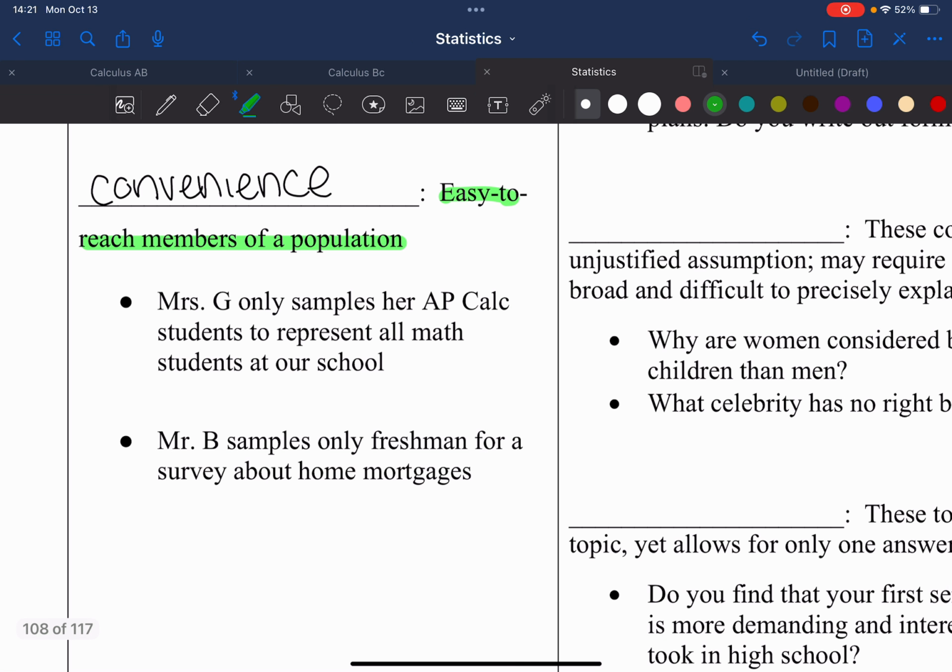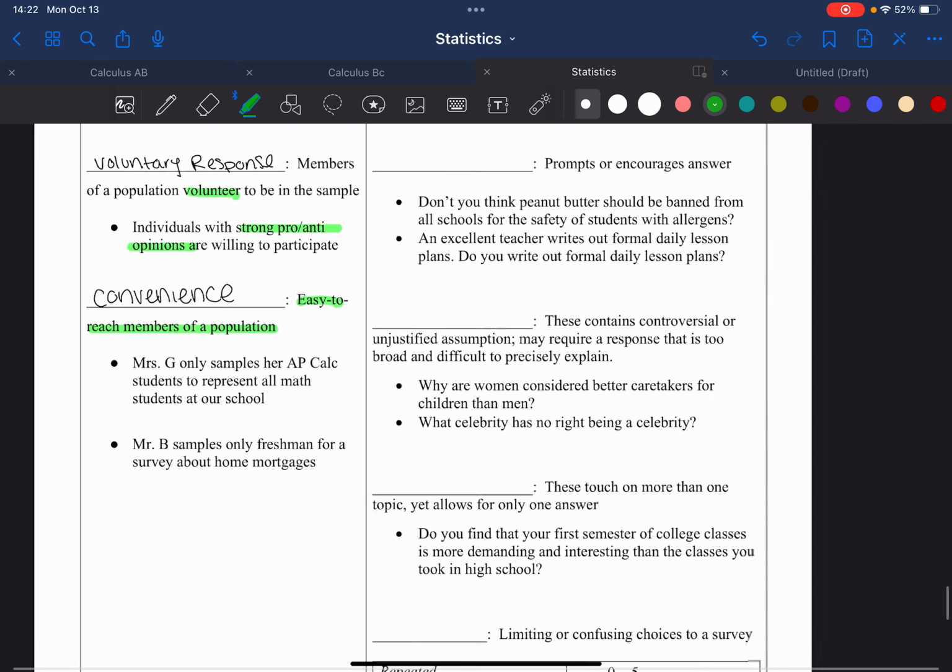Another convenience sample is, let's say you need to do a survey on home mortgages. Well, instead of going out to the public, to people who actually own a home, let's say you go to a freshman class, and you ask all these freshmen about the survey on home mortgages. Well, that's a convenience sample because I can guarantee you that not a lot of freshmen, sophomores, juniors, or seniors either own a home or know about home mortgages.